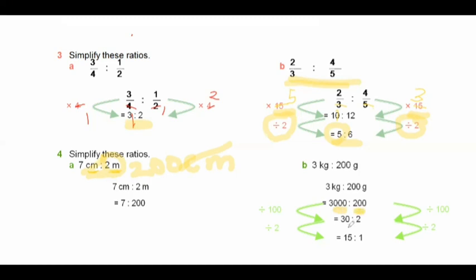3000 is to 200. On simplifying, we get 30 is to 2 when we divide by 100, and 15 is to 1. So this is how children remember to simplify the ratios to the simplest form. We should see that they should never be in the form of decimals and not in the form of fractions. Now let us learn something new.